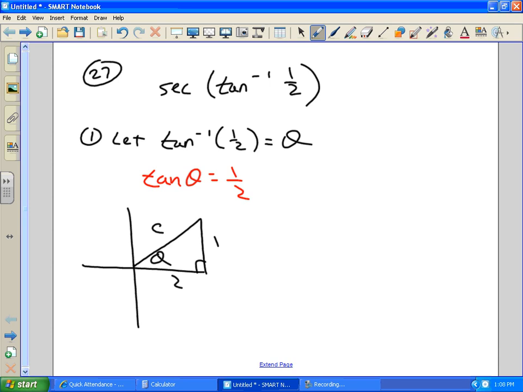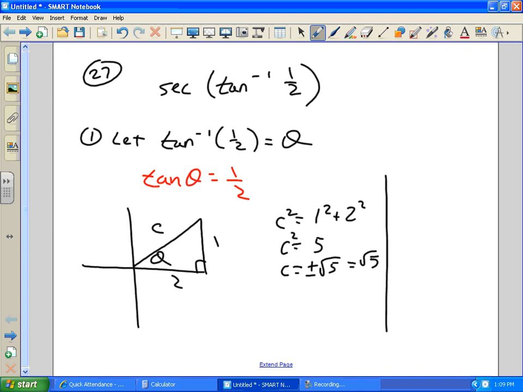So I come over here and I say c squared is equal to 1 squared plus 2 squared. So c squared is equal to 5. So c is equal to plus or minus the square root of 5. But because you're looking for a hypotenuse, that's a distance, it's always positive. Now I come back and I can answer the problem.